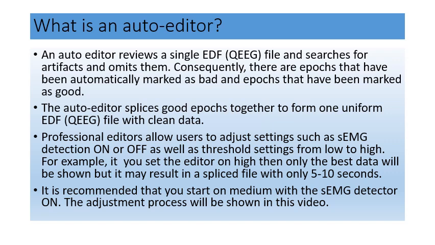Professional editors allow users to adjust settings, such as leaving EMG detection on or off, as well as threshold settings from low to high. For example, if you set the editor on high, then only the best data will be shown. But it may result in a spliced file that's only 5 to 10 seconds long. You won't know till you try it out, and that will be demonstrated later. It is recommended that you start on medium with the EMG detector on. The adjustment process will be shown in this video.